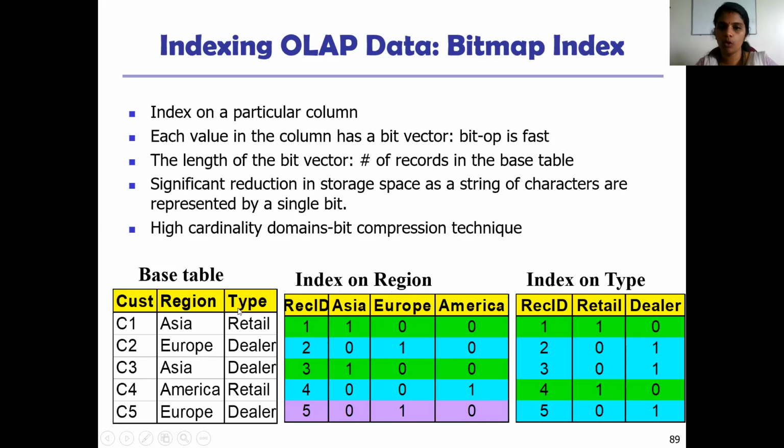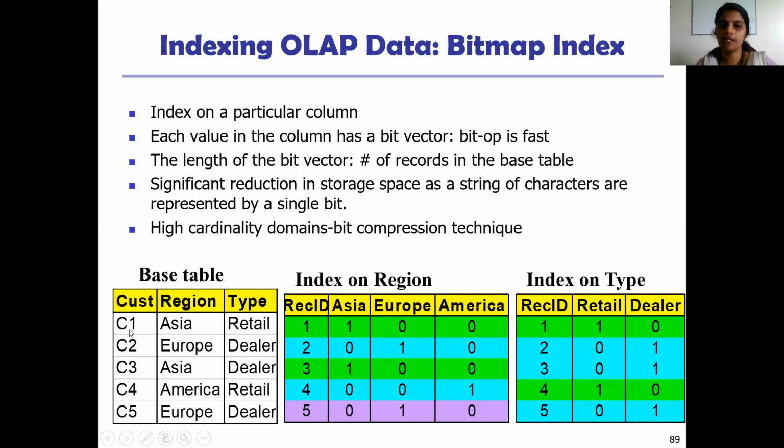So we will first go to the column type. We will see how many distinct values are there. How many distinct values are there? 2 distinct values, retail and dealer. So we'll be representing each record by 2 bits. Okay. So here retail, dealer.